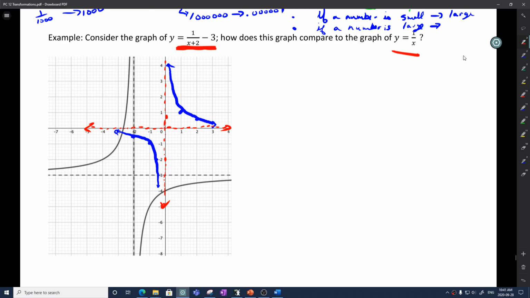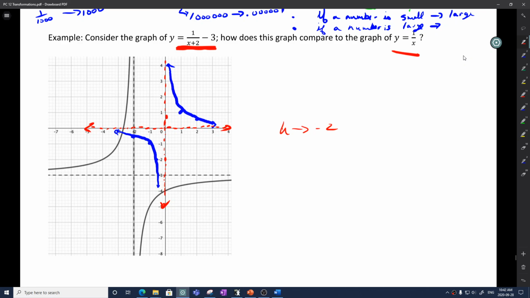important signposts of rational functions are the vertical and horizontal asymptotes. They're basically the rules that govern the graph's behavior. So how do these asymptotes compare to the asymptotes of y is equal to 1 over x? Well, it appears that h got shuffled over. We moved the vertical asymptote 2 to the left.